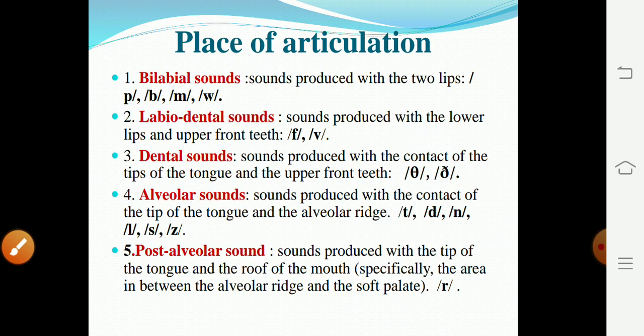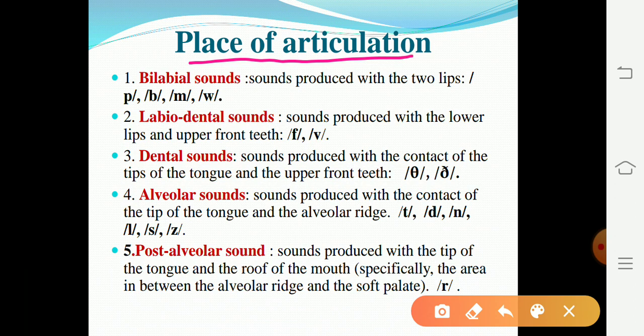Okay, now we are going to discuss the place of articulation. Place of articulation means the two articulators involved in the production of consonant sounds. So, what are bilabial sounds? Sounds where the two lips are the articulators, sounds produced with two lips, that is p, b, m, w.